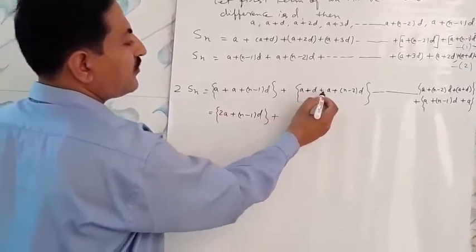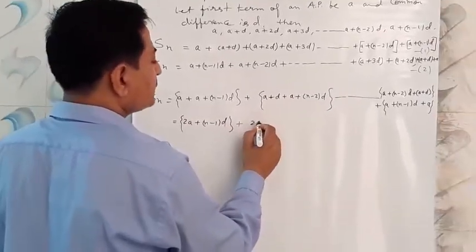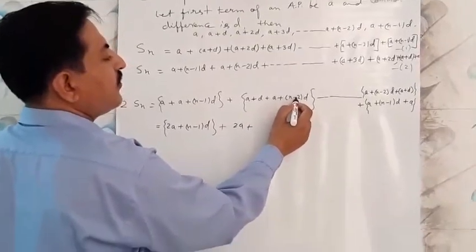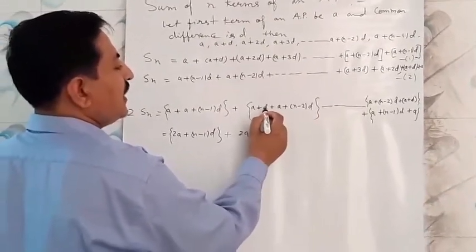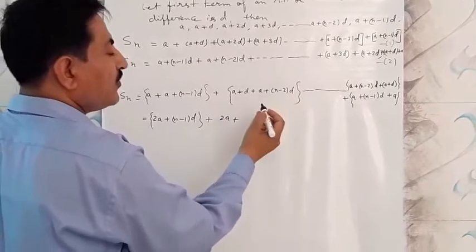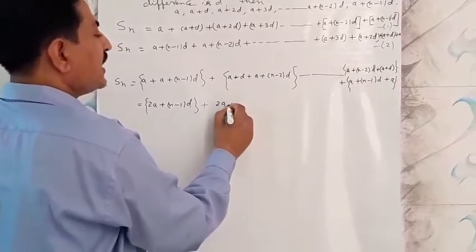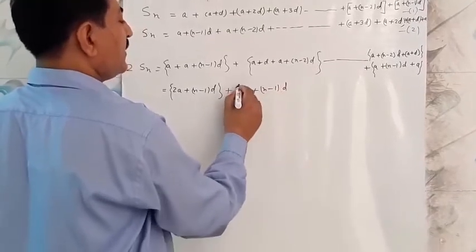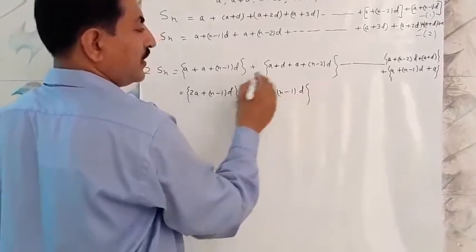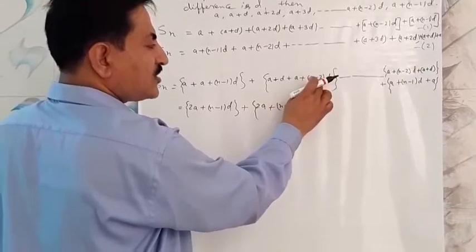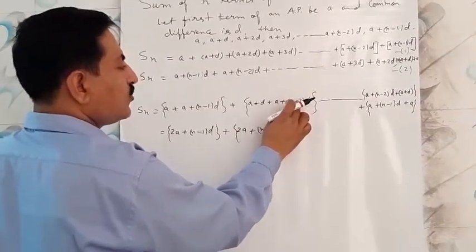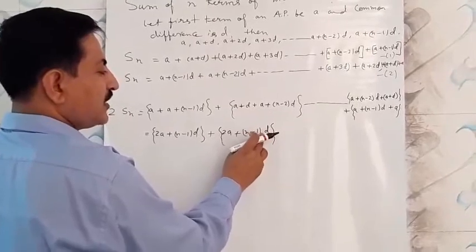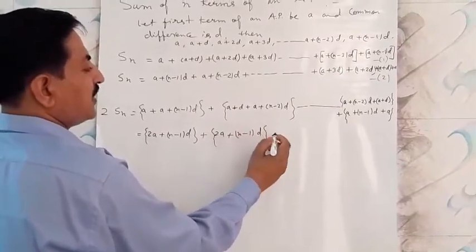Again here, if we add A plus A it will be 2A, and n minus 2D means minus 2D, and plus D. So what will remain? Minus 1D will remain. That again can be written as 2A plus n minus 1D. Understood? There is n minus 2D and plus D, so minus D remains. So minus 1D is common, then n minus 1 will remain.